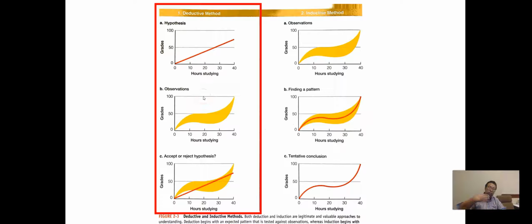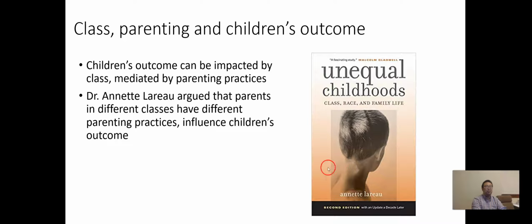So using the sample data, we can find some generalization if it is statistically significant. But in opposite, the inductive method starts from the observation. And after accumulating observations, you can find some pattern and then you can find some conclusion. So these are some different methods.